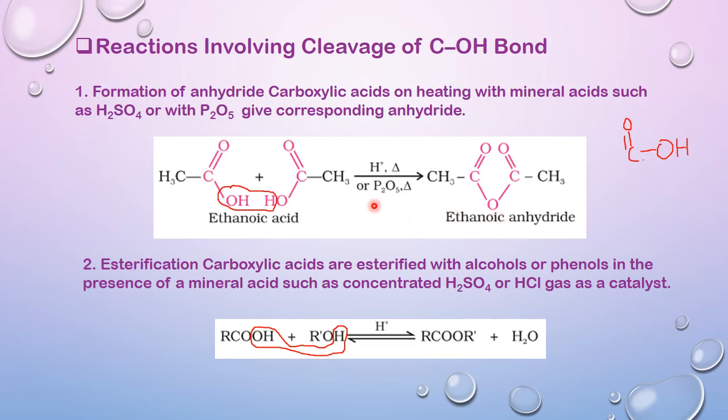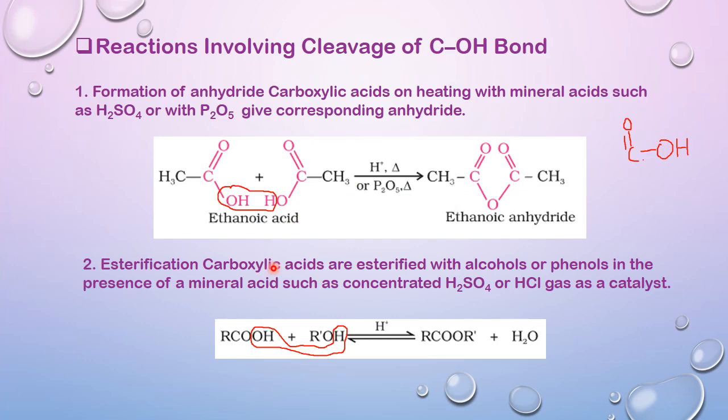That is, first, formation of ethanoic anhydride, where we are utilizing 2 moles of ethanoic acid, and in presence of mineral acids it is heated, or you can use P2O5, which is phosphorus pentoxide, which helps us to give the ethanoic anhydride, our desired product, by the removal of water molecules.